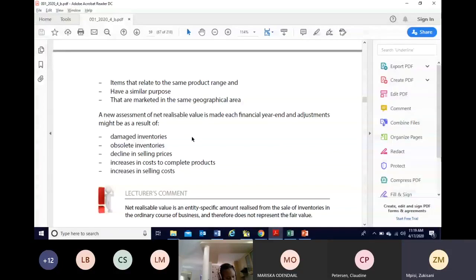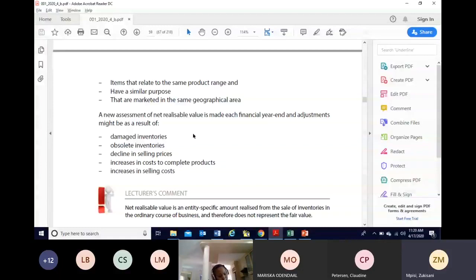So how do you see that you've got net realizable value? What are the indicators that we have to look for? The indicators that we have to look out for are if you are informed that the inventories have been damaged, there's obsolete inventories, there's decline in selling prices, increase in cost to complete the product, increases in selling costs, then immediately all those indicators are telling you that you've got net realizable value issues.